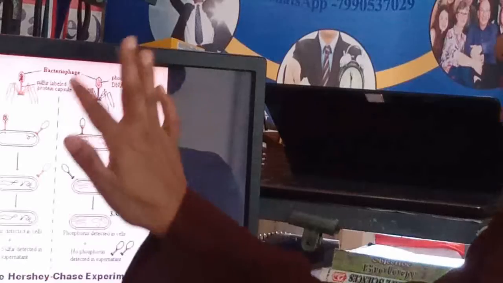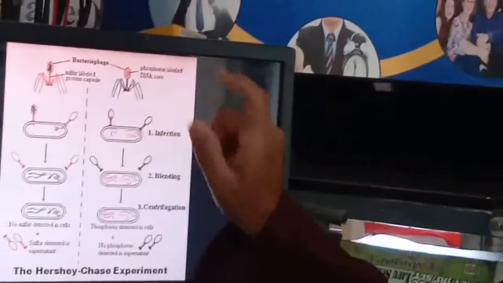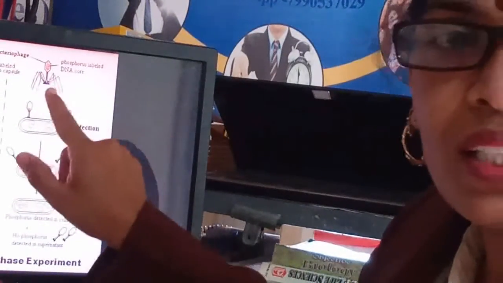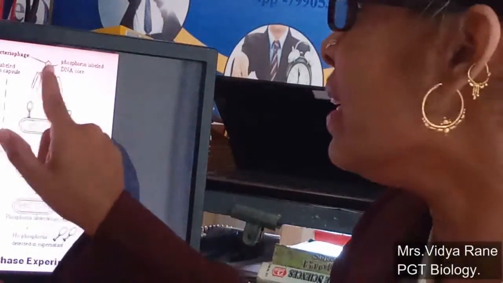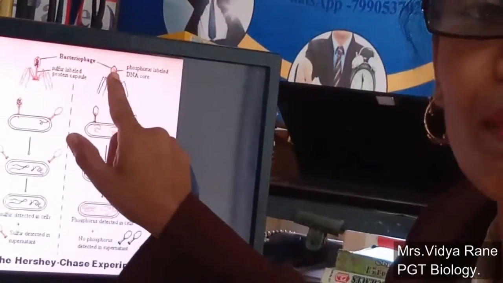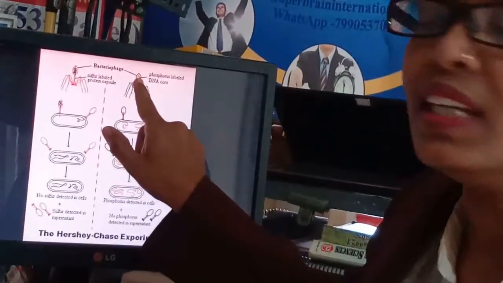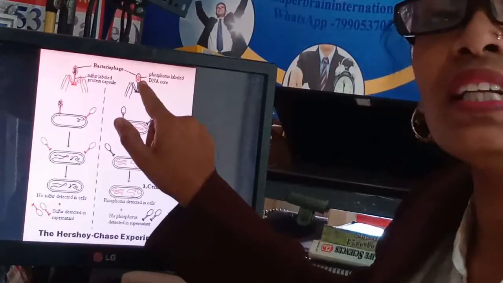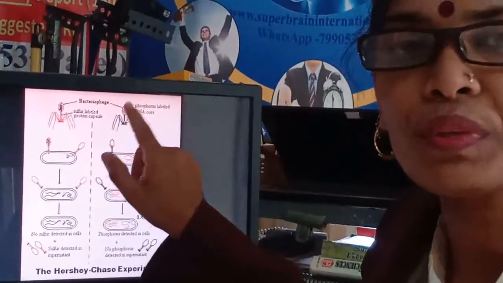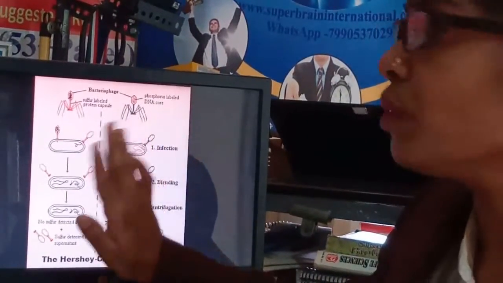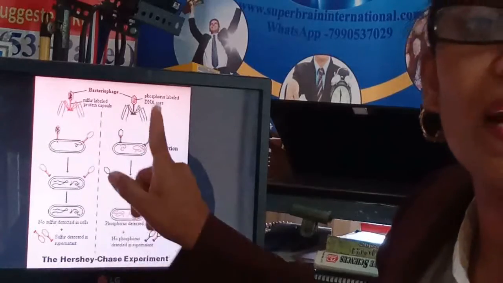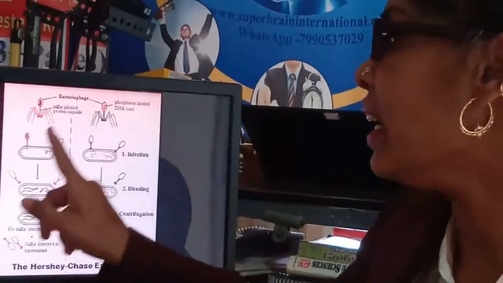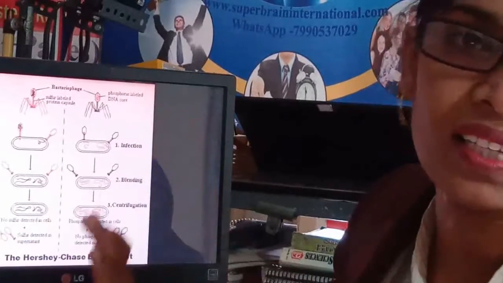And here the bacteriophage is growing in the material containing radioactive phosphorus. Whenever they multiply and duplicate their DNA, they will definitely use the radioactive phosphorus as a source. With these multiplied bacteriophages, they infected the bacterial cell.